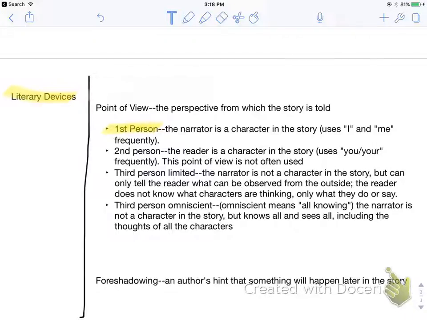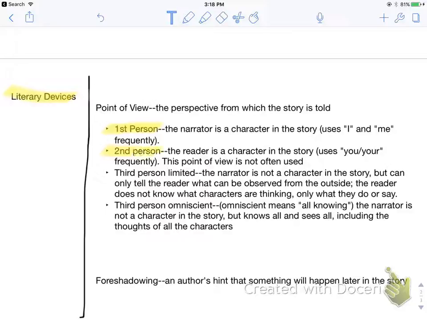First person is when the narrator is actually a character in the story. So you're going to hear the word I and me used pretty frequently. The person telling the story was there, they saw it, okay?